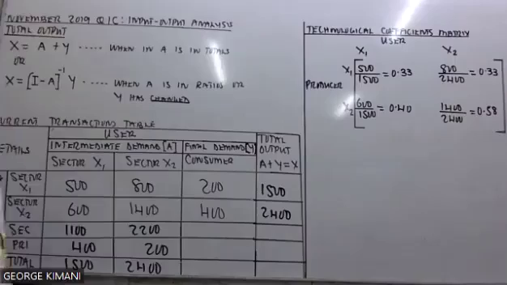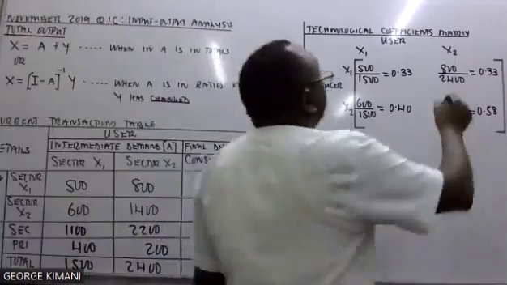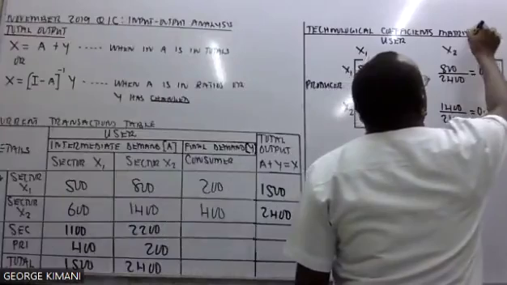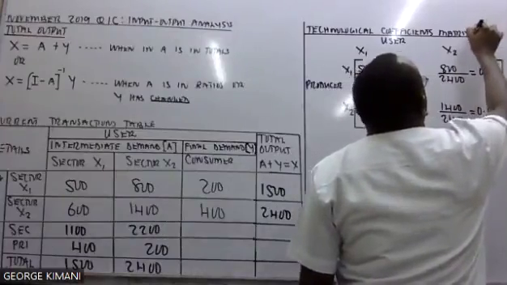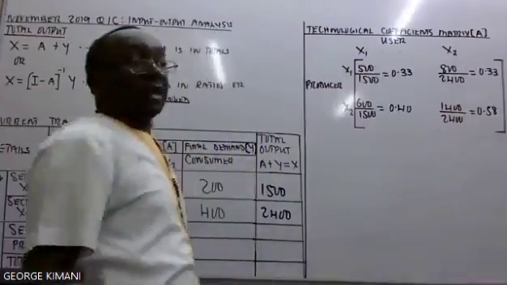So that is the one we call matrix A. Maybe I needed to have said this is matrix A, the technological coefficients matrix A.